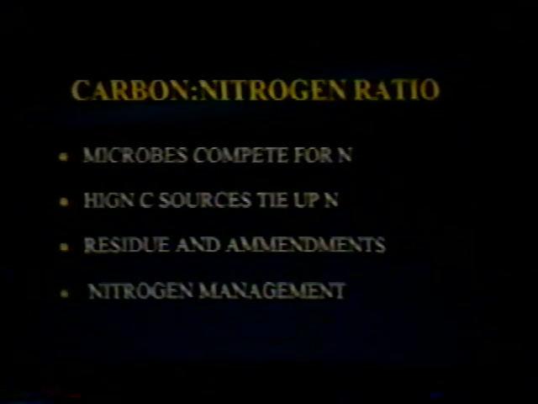The residue decomposition is done by microbes. They require nitrate in their bodies to accomplish this. And so we oftentimes have a fight, which can result in disaster for a crop if there's too much carbon or carbonaceous material present in the soil, too much organic matter that's undecomposed. So the microbes compete for nitrogen. If we have high carbon sources, they can tie up nitrogen. So when we're dealing with residue, managing residue, or looking at soil amendments, we need to keep this carbon-nitrogen ratio in mind. It has to deal with our nitrogen management.